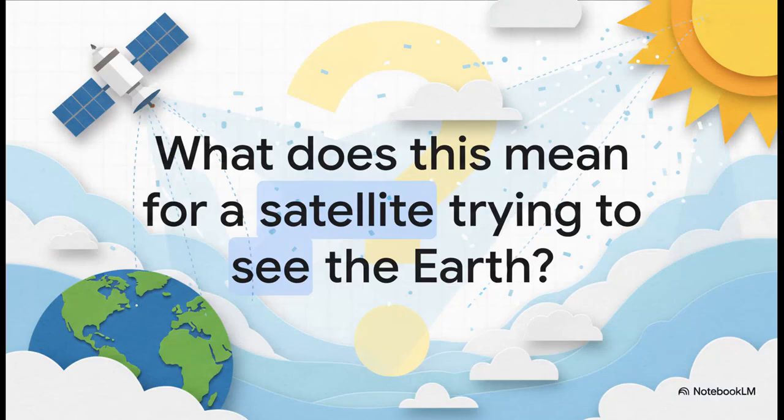So let's think about this for a sec. If the atmosphere scatters sunlight on its way down to the ground, you know it has to be scattering the light that reflects off the Earth on its way back up to a satellite, right? So how does all this interference mess with what our satellites are actually trying to see?